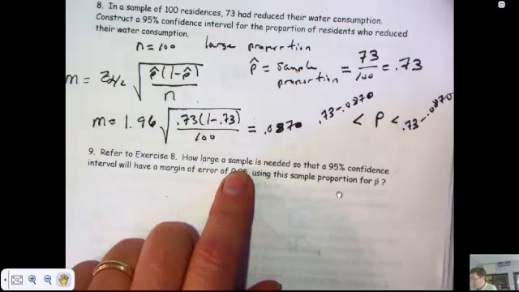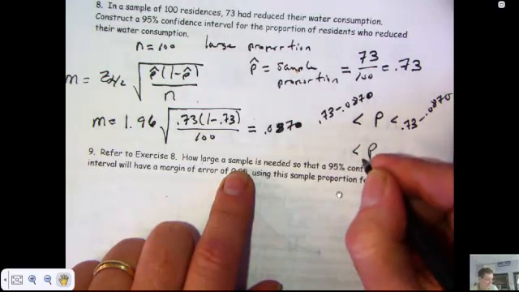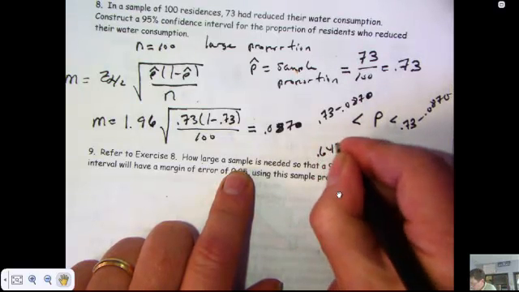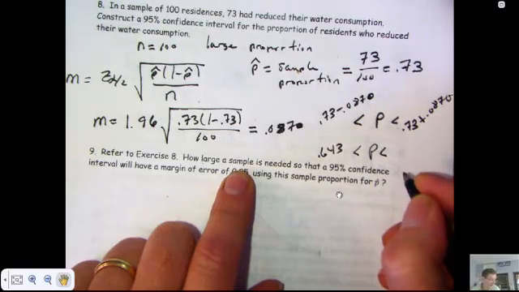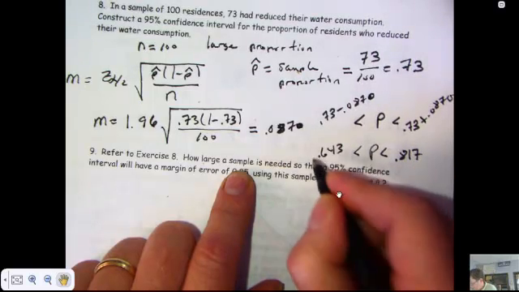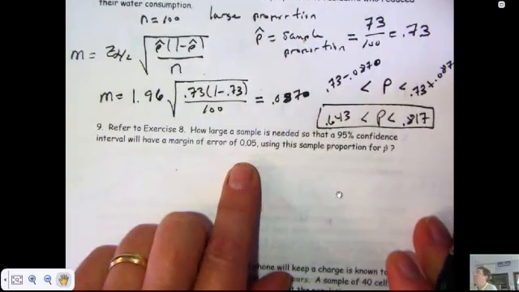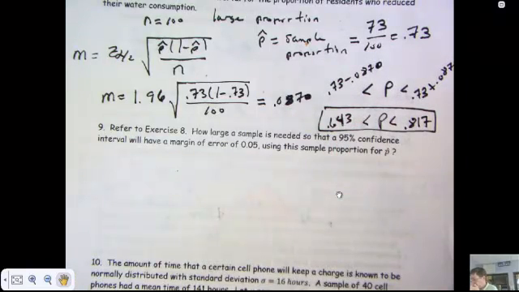Okay, so I've got p is between 0.643, and this is plus, 0.817. So this is the confidence interval.